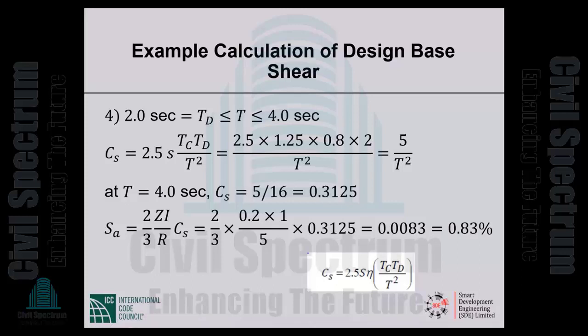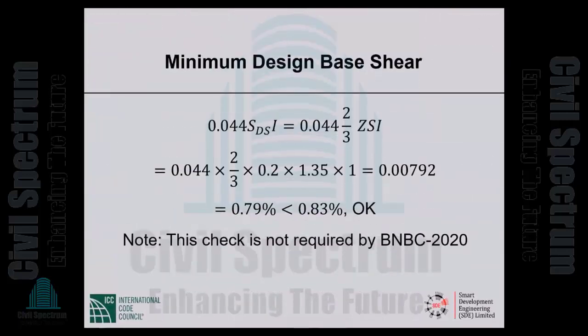So 9% at the flat top, we go down to 3.6% at T sub D of 2 seconds, and then we go down to 0.83% at 4 second period. Okay, the minimum design base shear of AC 705, which is not in BNBC, except that Appendix C references it.